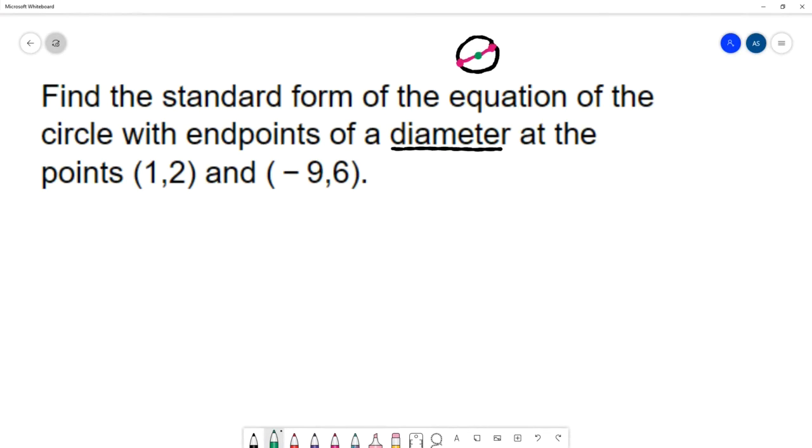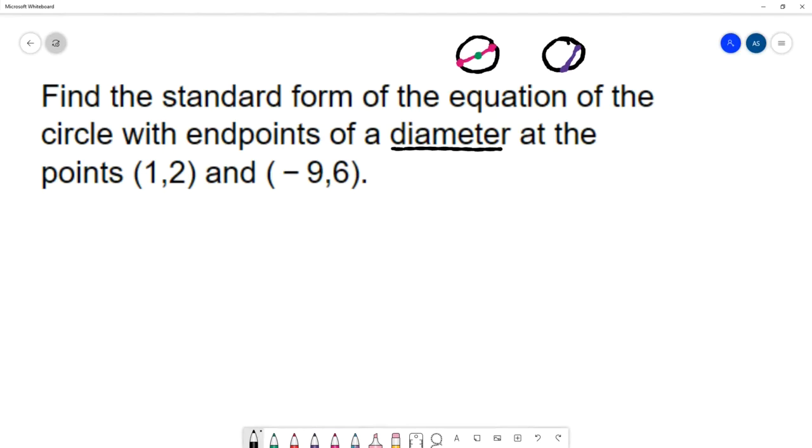So a diameter goes from one side of the circle to the other side, but it must pass through the center. If it goes from one side to the other but doesn't pass through the center, we call that a chord of the circle. A diameter will always pass through the center.